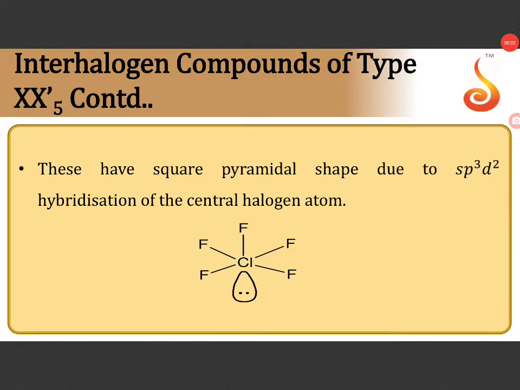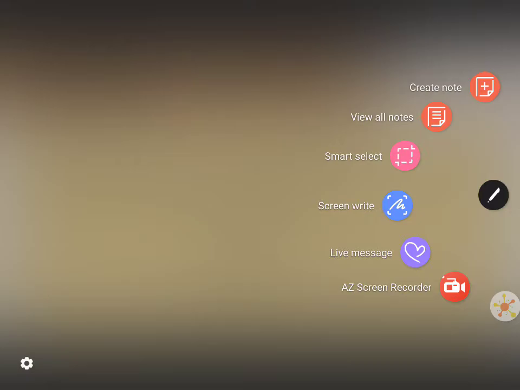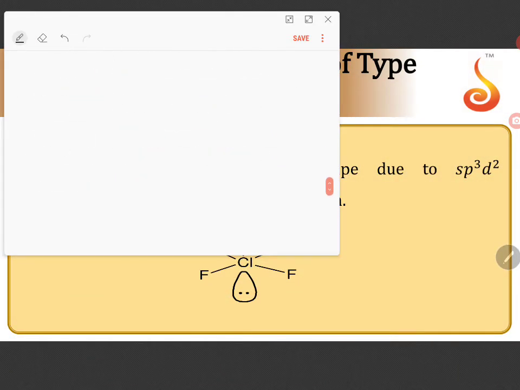Now, this compound is ClF5. What is the hybridization, sp3d2? Is it octahedral, distorted octahedral, or square pyramid? Which is the geometry? Let us explore the hybridization. So the point of discussion, very clearly, is ClF5 hybridization.